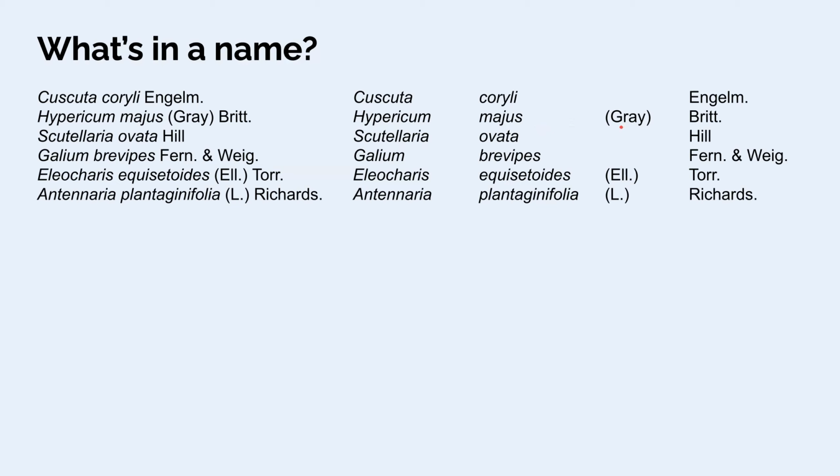He came up with a name originally that was then put into a different category. So Gray is in parentheses, Brit is not in parentheses. This means that Brit took the name that Gray had and put it into a different category, now in the genus Hypericum.